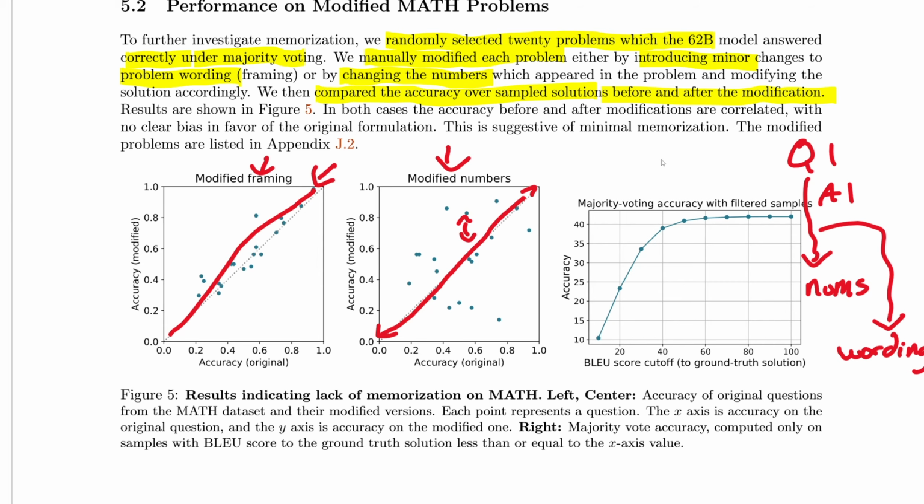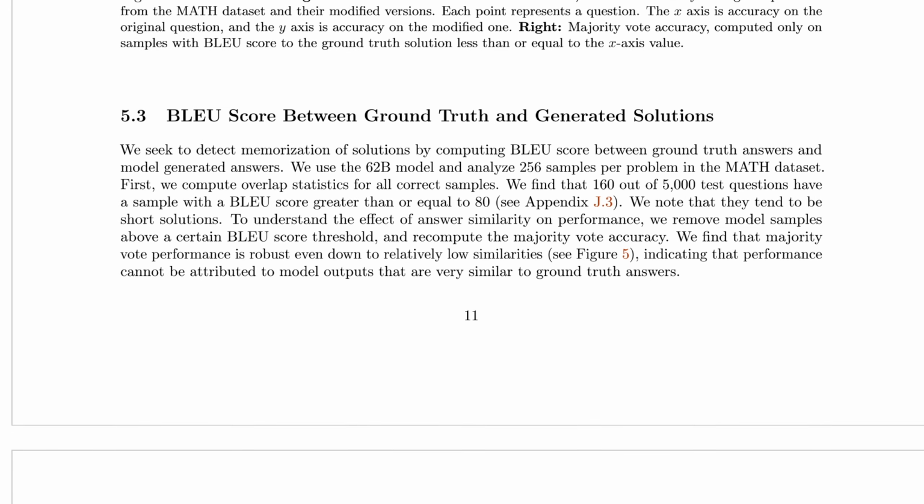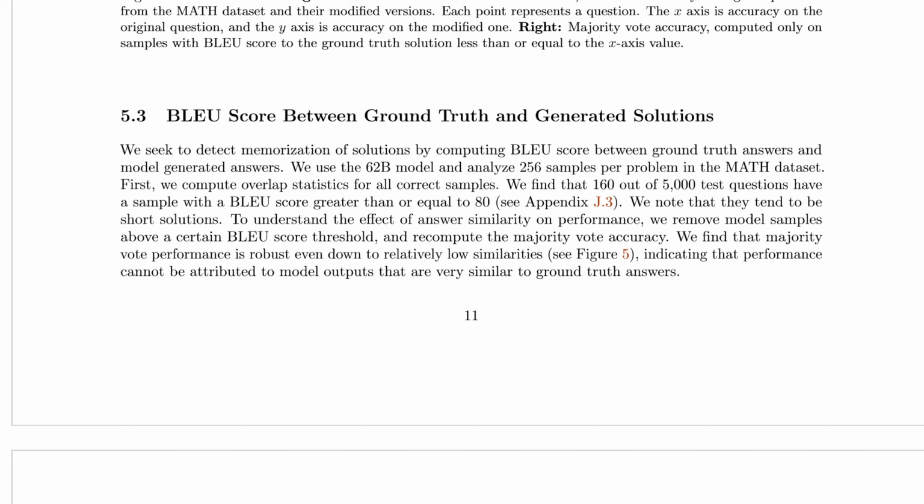One more thing they do is in this majority voting accuracy with filtered samples. I think they explain it down here. So we seek to detect memorization by computing the BLEU score between ground truth answers and model generated answers. So the BLEU score is a measure of similarity.